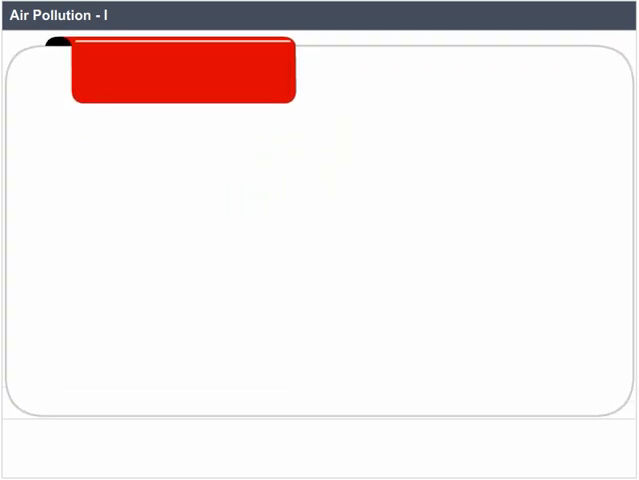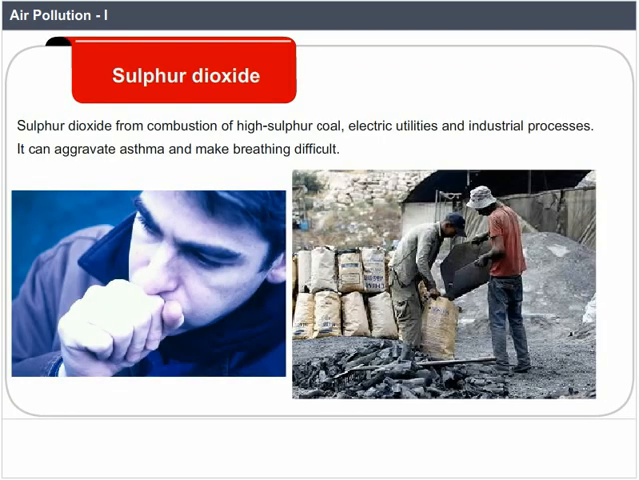Sulfur dioxide. Sulfur dioxide comes from combustion of high sulfur coal, electric utilities, and industrial processes. It can aggravate asthma and make breathing difficult.